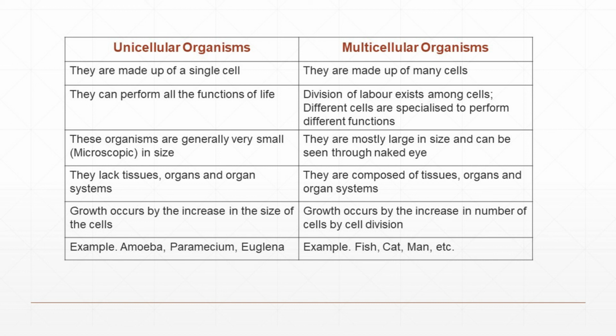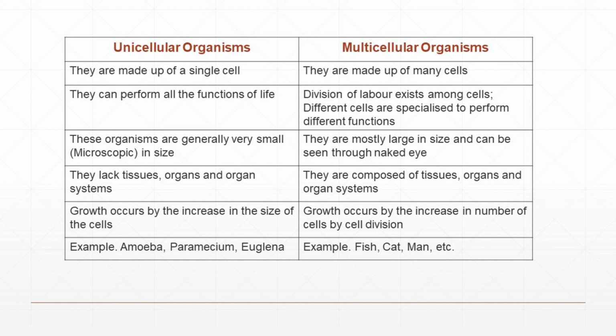Unicellular organisms are made up of a single cell. Multicellular organisms are made up of many cells. Unicellular organisms perform all the functions of life. In multicellular organisms, division of labor is found. Unicellular organisms are generally very small in size. They are microscopic. But multicellular organisms are large in size. They are seen through the naked eye.